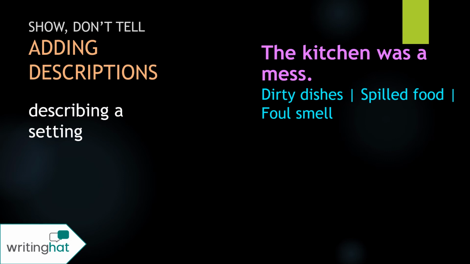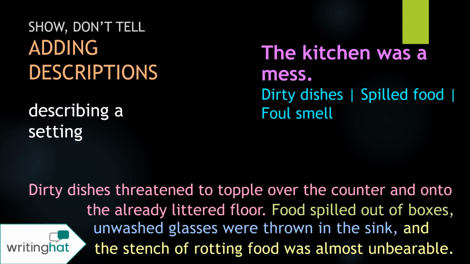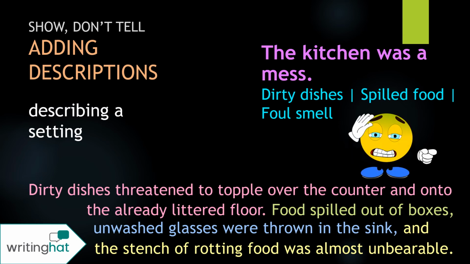Here's one option to show a messy kitchen. Dirty dishes threaten to topple over the counter and onto the already littered floor. Food spilled out of boxes. Unwashed glasses were thrown in the sink, and the stench of rotting food was almost unbearable. Now, the littered floor, dirty dishes, unwashed glasses, and the stench. These details give you an idea of why the kitchen was a mess.